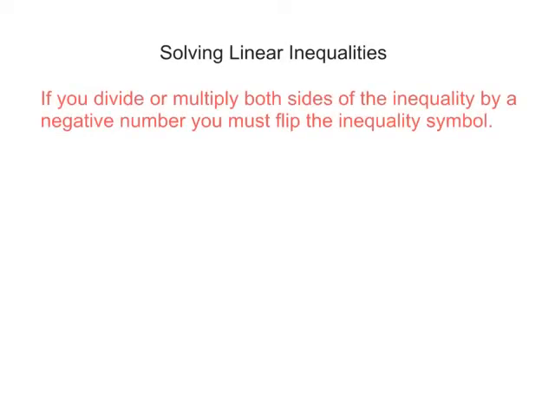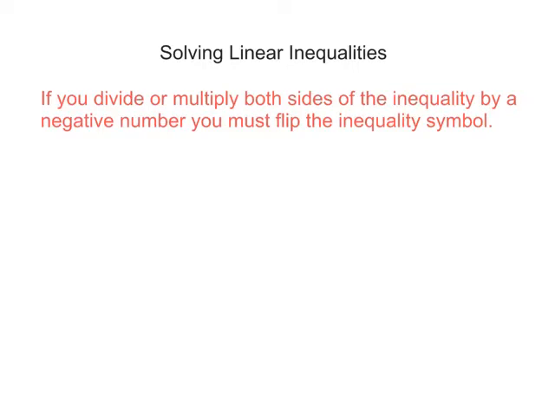That rule is if you divide or multiply both sides of the inequality by a negative number, you must flip the inequality symbol. And the reason behind that is doing that particular operation will change the order of the two sides of the inequality because it changes the sign on the two sides of the inequality.